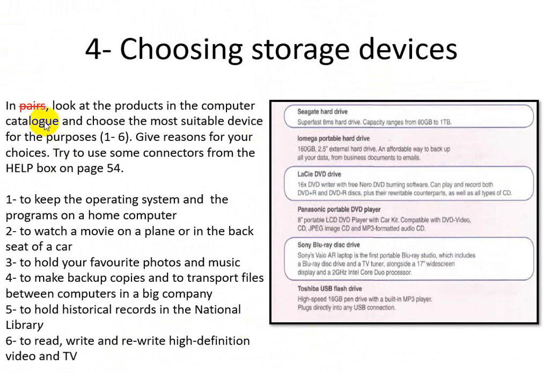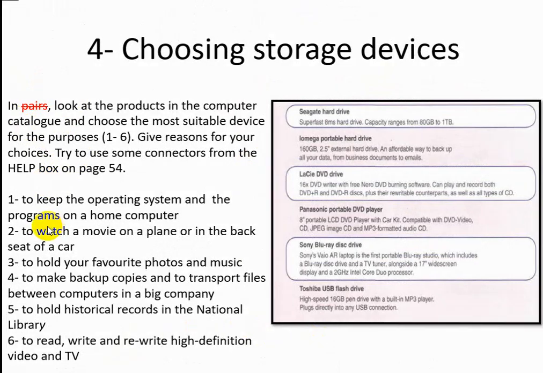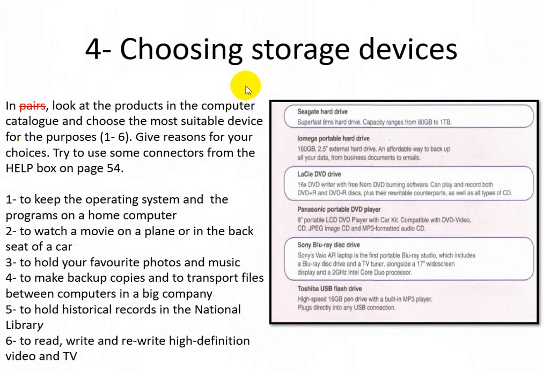Again, choosing storage device in pairs. طبعاً, due to the coronavirus, COVID, we can do it, you can do it on your own, yeah? So you need to read this text, okay, to give you an idea and the difference between the different types of hard drives and USB flashes and USB memories and Blu-ray disk drive and Panasonic portable DVD player, DVD drive. This is a portable hard drive, external hard drive, Seagate hard drive, and there's a Western Digital hard drive as well. So you need to look at each one of these because they are different in capacity, sizes.